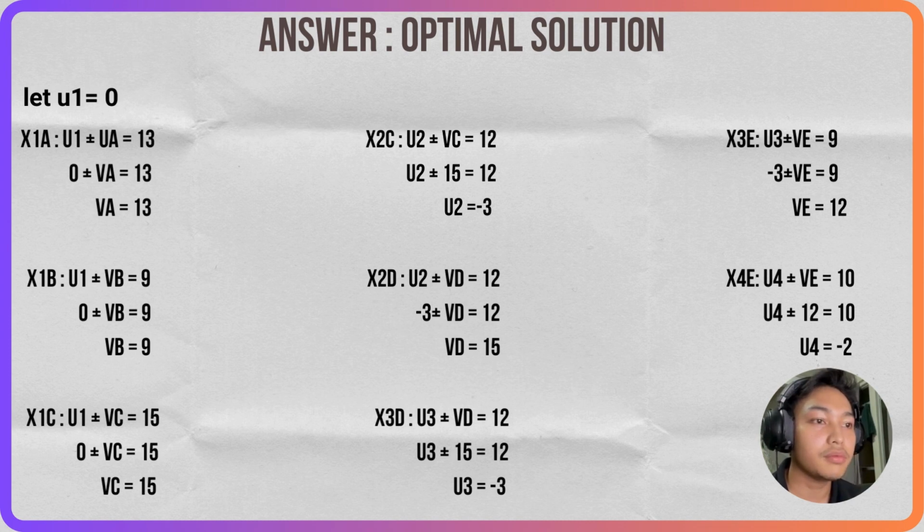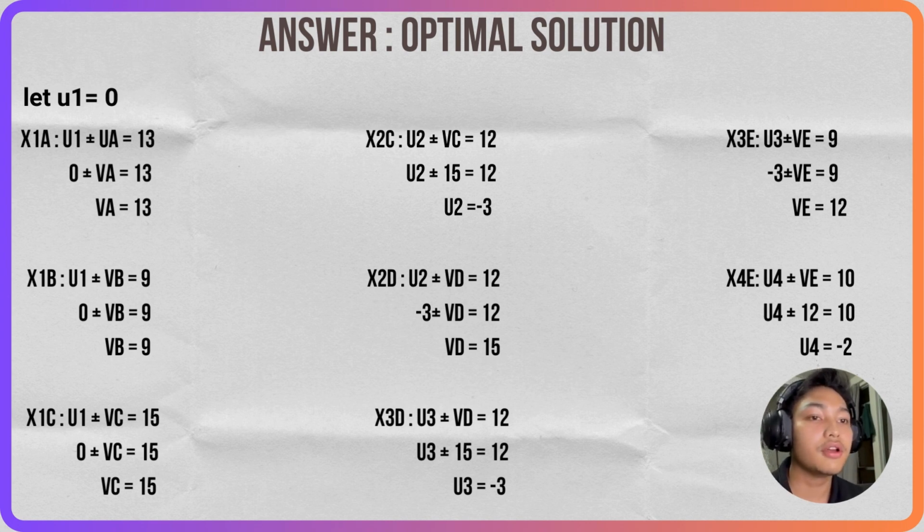So in the table, the extra left-hand column with the Ui symbol and the extra top row with the Vj symbol represent values that must be computed for all cells with allocation using the formula Ui plus Vj equals Cij. There are 8 cells with allocation, and we need to solve the equations using the formula mentioned just now to find the value of each Ui and Vj.